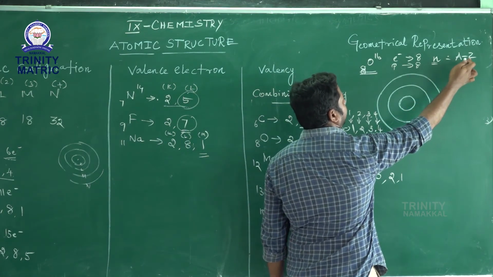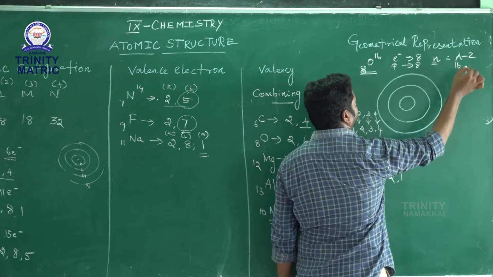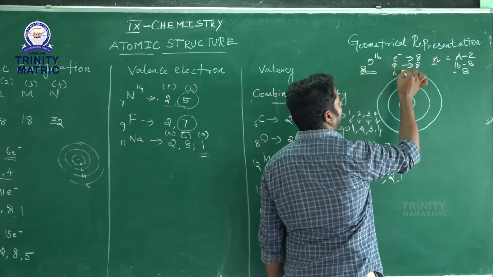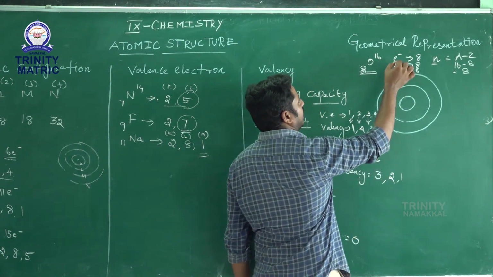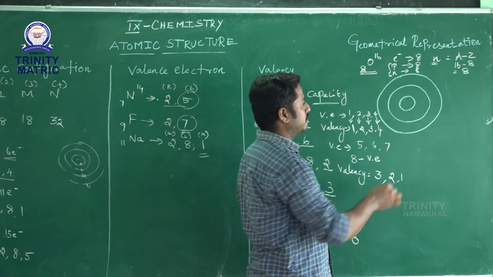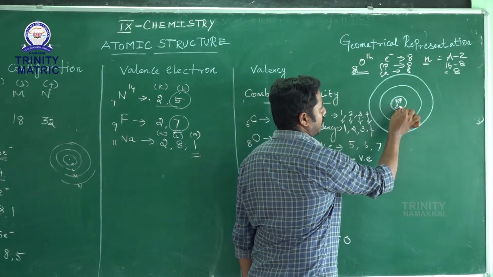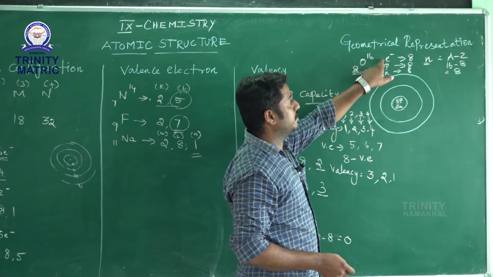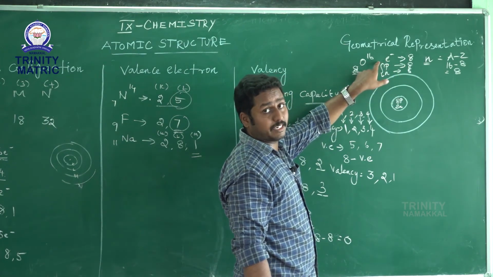A means mass number, Z means atomic number. So mass number minus atomic number. Mass number 16 for oxygen minus 8, so remaining 8. So the number of neutrons present in oxygen is also 8. Okay. The protons and the neutrons are collectively known as nucleons, which are present in the nucleus, which means totally 8 protons and 8 neutrons. The electrons revolve around the nucleus in a stationary circular path, which is called an orbit. The electrons are present in the orbit.